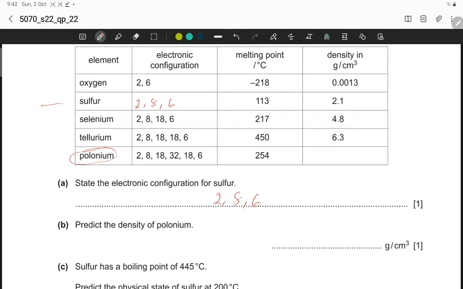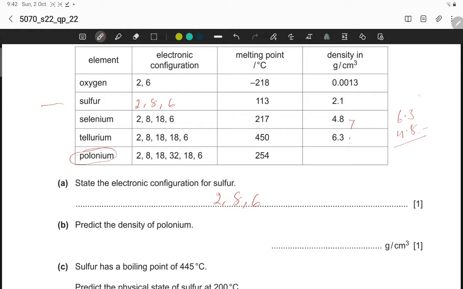Look at the difference between the values. 0.0013 changes to 2.1, and next is a little bit more than double, this is 2.4, or if it doubles then it should be equal to 4.2, but this is 4.8, so down the group density is going to increase. If it is 4.8 and then 6.3, there is a difference between these two values, 6.3 and 4.8.